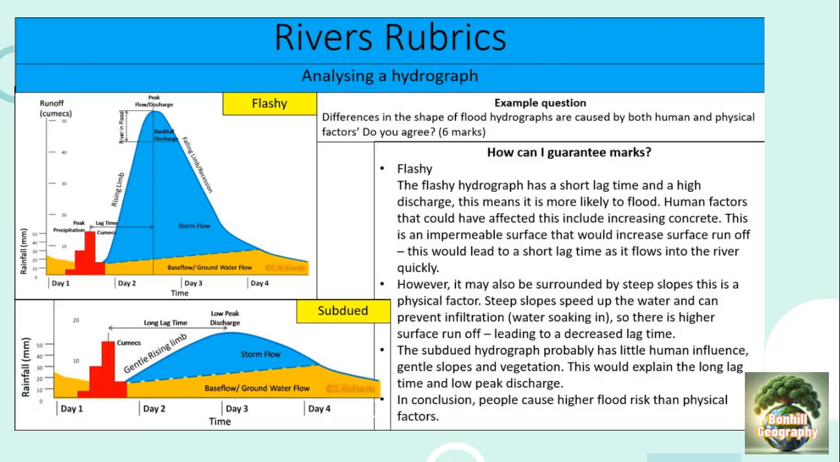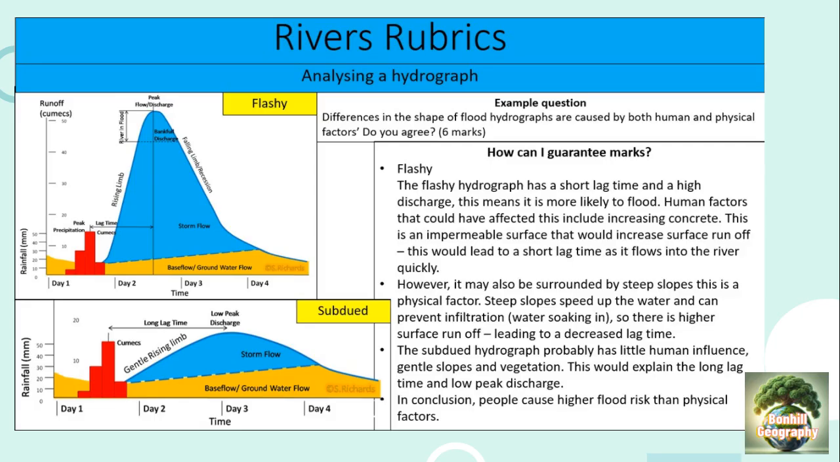We've used the figure to explain our answer, but it's also asking us about physical factors. However, it may also be surrounded by steep slopes. This is a physical factor. Steep slopes speed up the water and can prevent infiltration. As a reminder, that's water soaking in. So there's more surface runoff, again leading to a decreased or shorter lag time. So far, we'd have about 4 marks, but we should talk about the other figure as well.